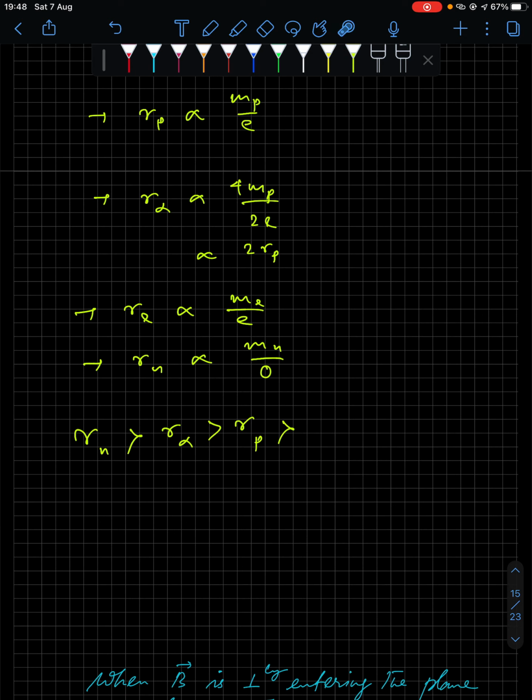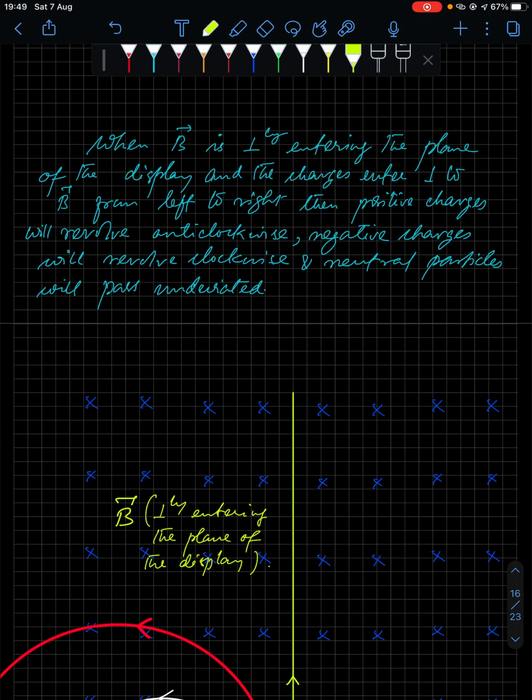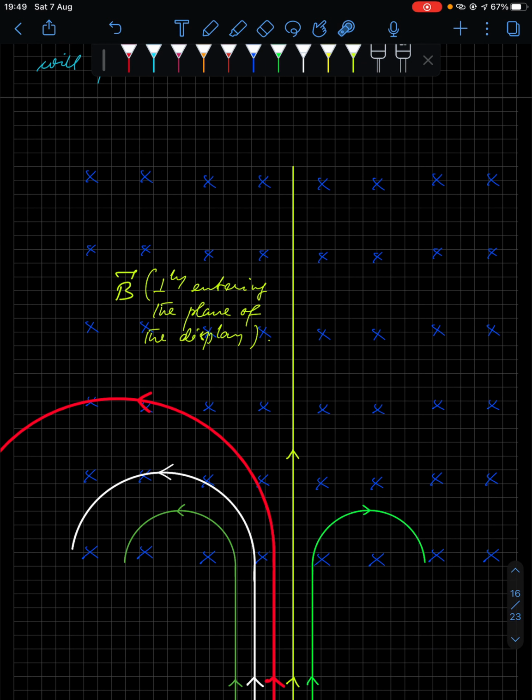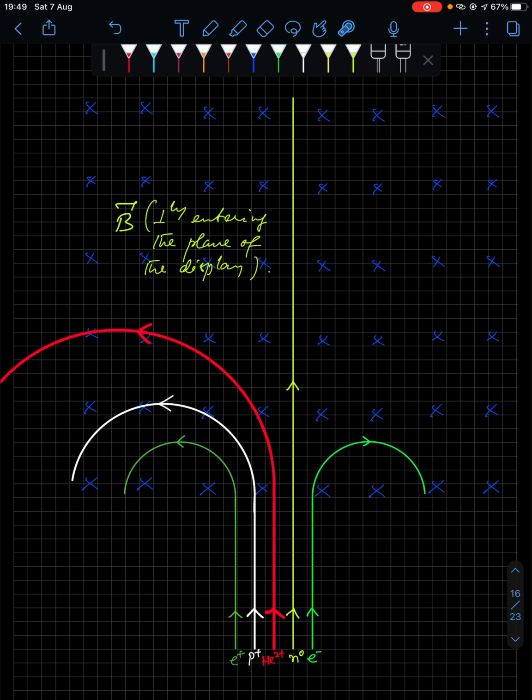Now the denominator for proton and electron is the same, right? But the numerator is greater for proton, and therefore radius of proton is greater than radius of electron. Okay, so this is the relation. Now the radius for electron and positron is the same. All right, so this is shown by this diagram. I hope the diagram is very clear. So the radius of positron and electron is the same.